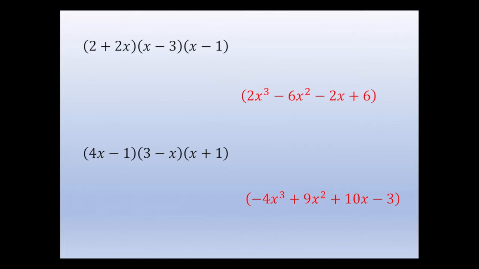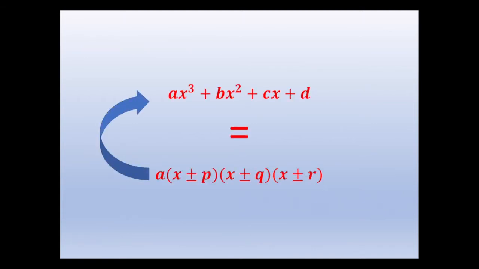Right, these are my answers. So 2 plus 2x multiplied by x minus 3 multiplied by x minus 1 gives me 2x cubed minus 6x squared minus 2x plus 6. The next one, 4x minus 1 times 3 minus x times x plus 1 actually gives me minus 4x cubed plus 9x squared plus 10x minus 3. You can check your answer. You can actually check your answer using your ClassPad if you want to. If I have the chance, I'll show you how to use the expand function in your ClassPad.